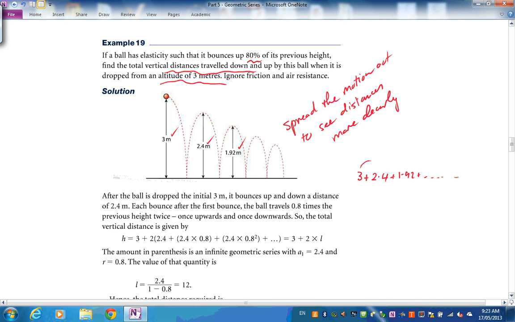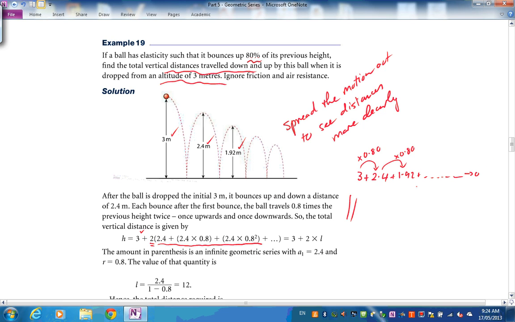So what is the ratio here? We're multiplying by 0.80 each time. 0.80, a fraction, so these terms are going to gradually tend to 0. So the sum will be, let's have a look, over here it's 3. Now, we must double the sum here because it bounces up and back, to the same point.